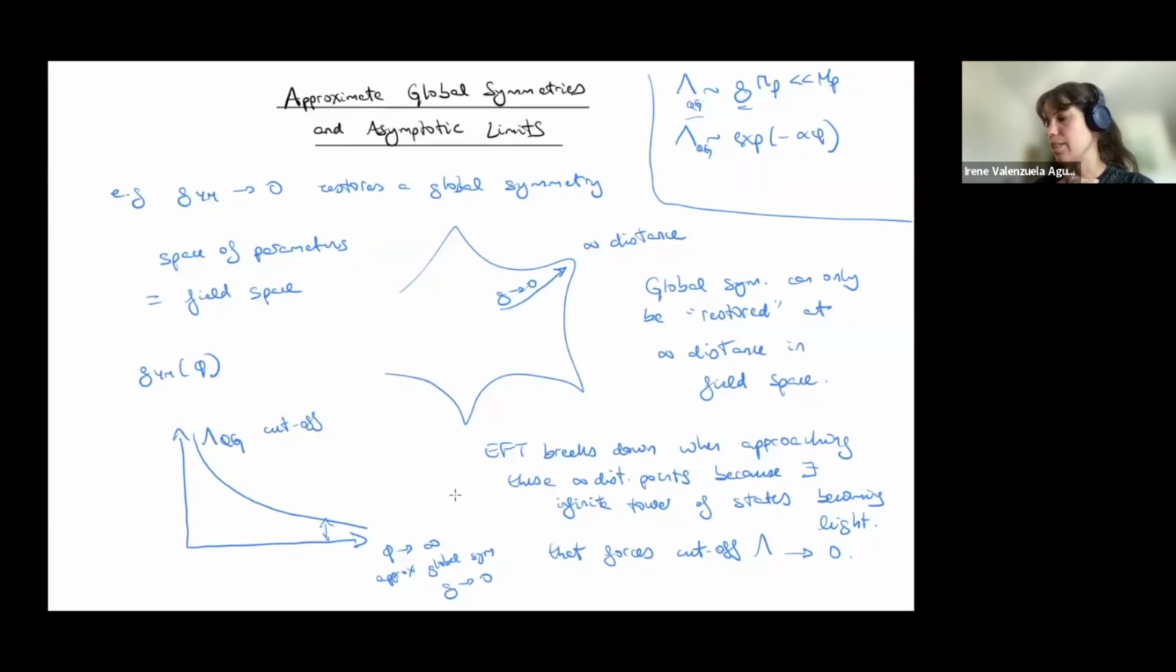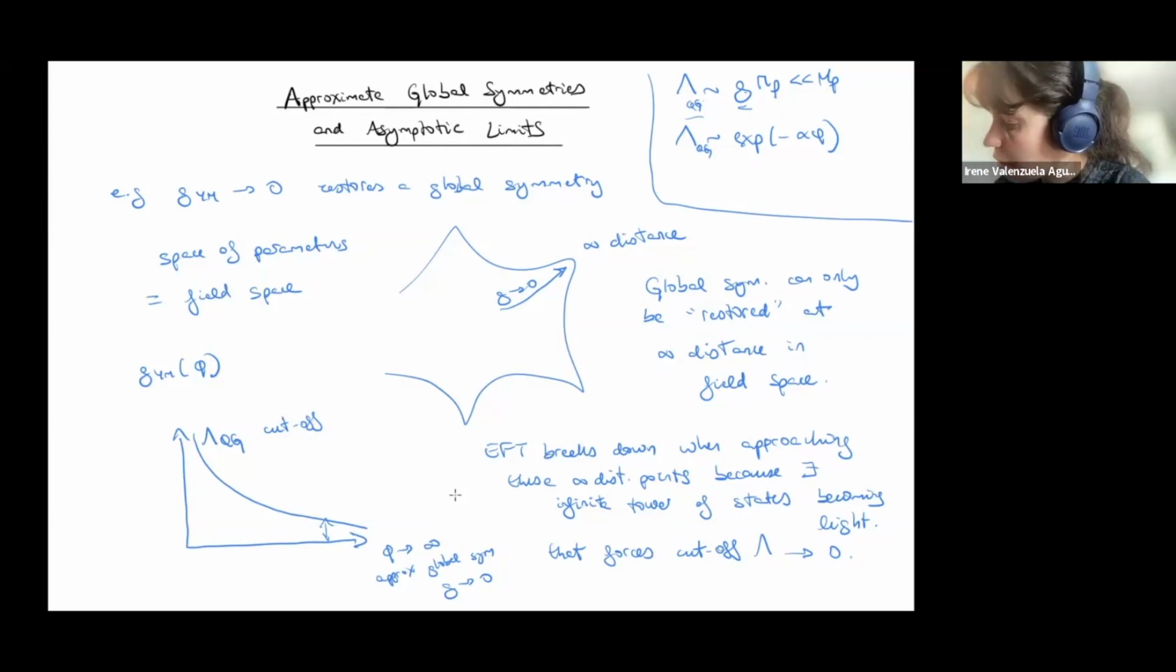And that's why I was saying that small gauge coupling and large field distance are problematic, in the sense that they reduce the cutoff. So if you want your theory to be valid at a very high energy scale, then you cannot have a small gauge coupling or a large field range, because you are too close to restoring a global symmetry.